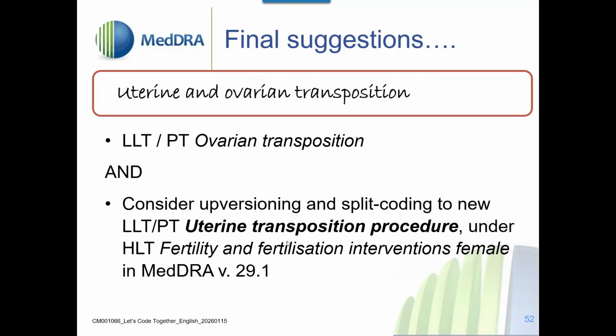We would code it to the LLT-PT of ovarian transposition, and also the uterine operation. But potentially, if you wanted to do the uterine operation, we would split code it to the new LLT-PT in the future when it's available in version 29.1 in September. The reason it's September is because the request missed the December deadline to get the change into version 29 in March. Any questions on that one or comments, Leander?